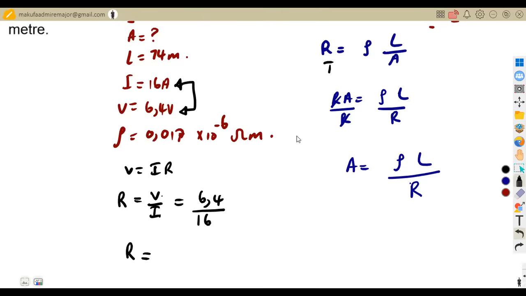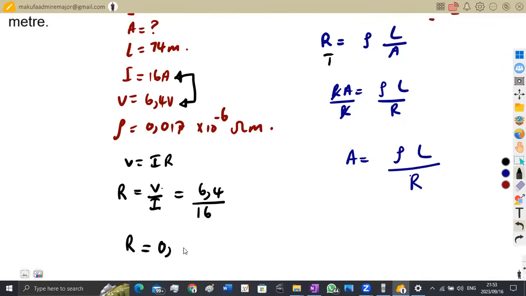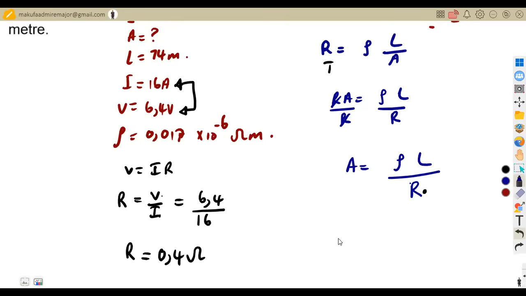This one, what we're going to have is 6,4 divided by 16. So that's divided by 16, which is 0,4. So we are obtaining 0,4 ohms. With this resistance that we have, this is the one that you're going to substitute in place of R to obtain our area, which is going to be the resistivity of 0,017 times 10 to the exponent of -6 times the length. In this case, we have got 74 over the resistance, that's 0,4.